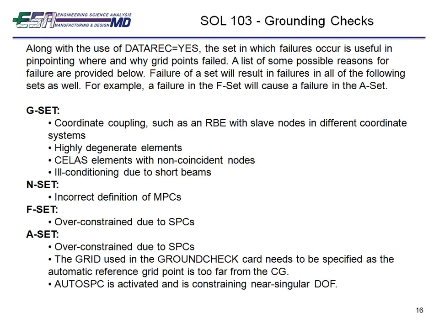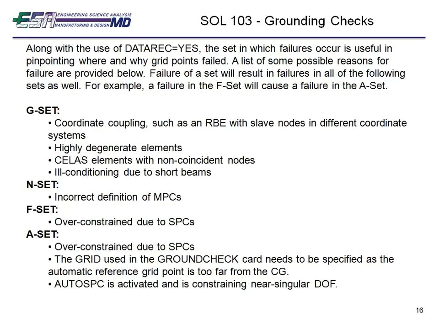So along with using data recovery equals yes, the set in which the failure occurs helps guide the analyst to where problems are occurring. And as I mentioned previously, if you constrain the model, you're going to fail both the F set and the A set. And for example, if you have failures in the G set, all your subsequent sets are going to have failures in the same degrees of freedom as well.